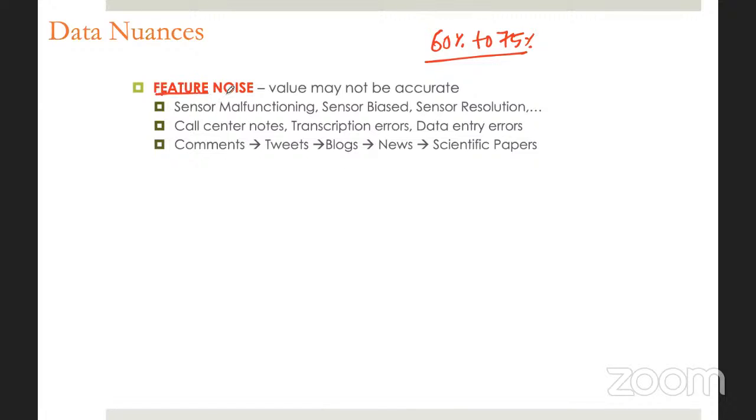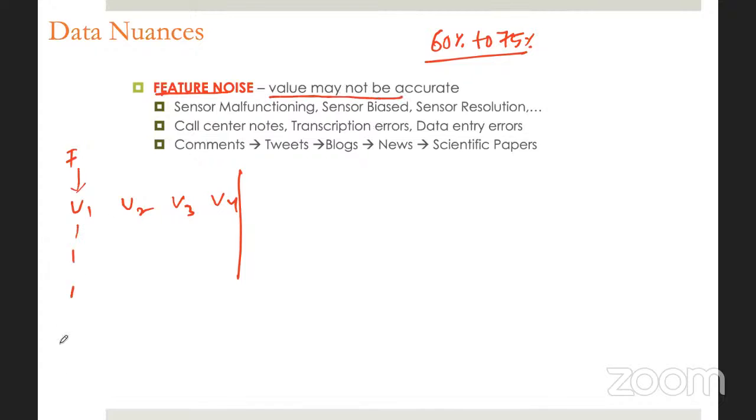Feature noise. What is a feature? Henceforth, when you hear the word feature, the individual column is called a feature. Variable one, variable two, variable three, variable four. These are called variables, features, parameters, independent variables, attributes, regressors. These are the different names for the variables, and each one you can call a feature. That means when you collect the data, we will have feature noise. When you say noise, what do you mean by feature noise? Value may not be accurate.